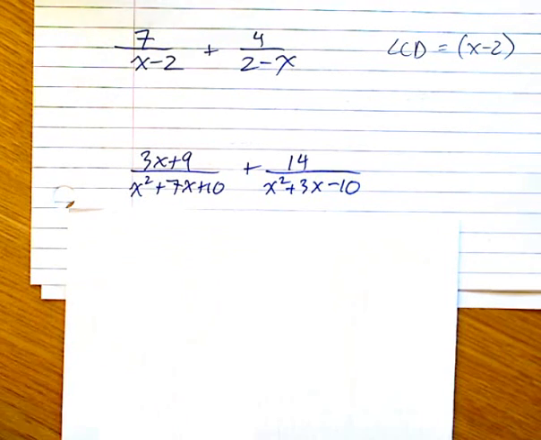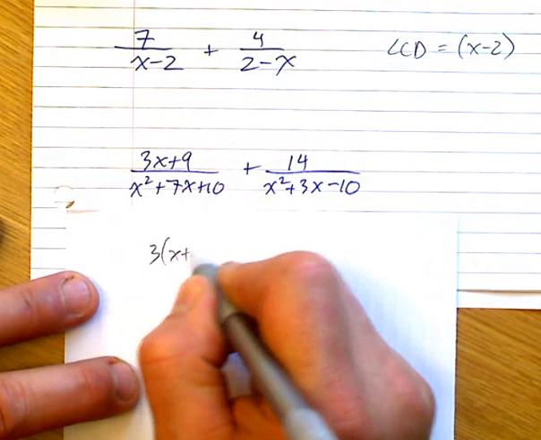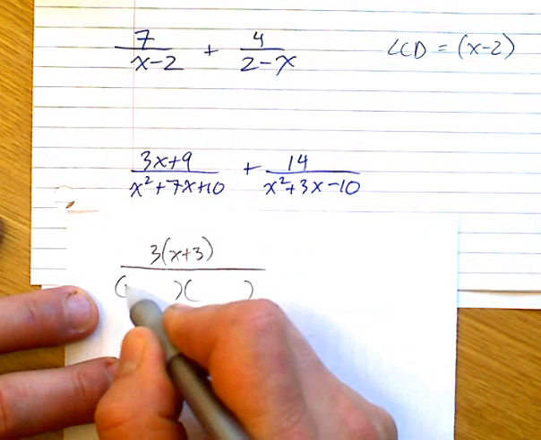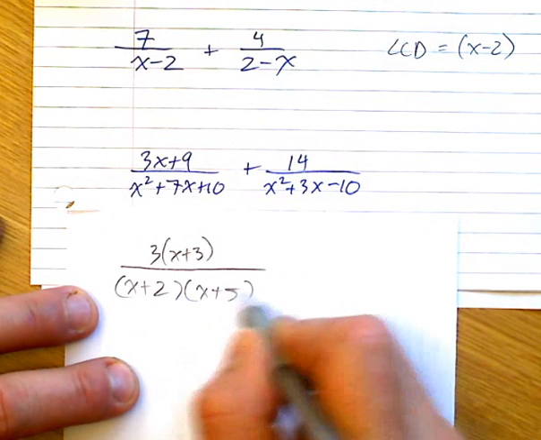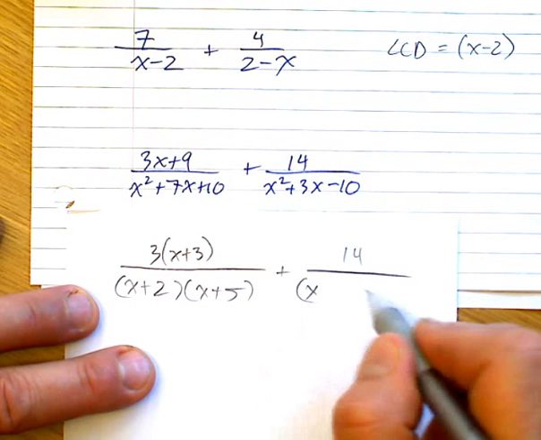Here I go. The top, 3 bracket x plus 3. The bottom here, well, boom, boom, boom, boom. That's x plus 2, x plus 5. Plus 14 on the top, can't factor that. X, it's going to be plus 5 and minus 2.